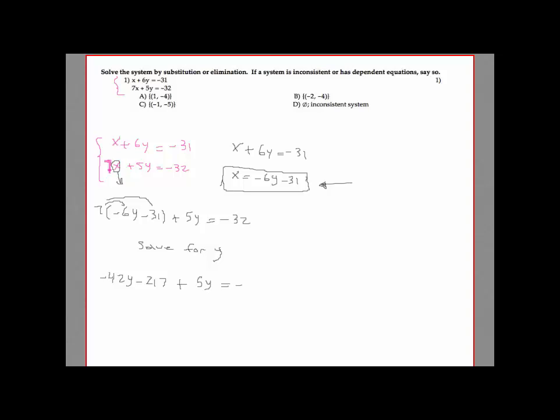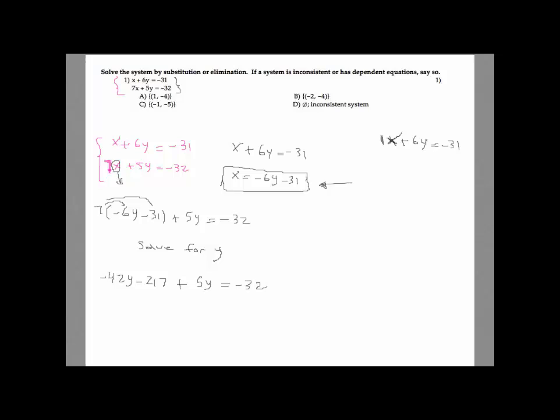It's better to, if I compare these two equations, it looks easier to pick the first one and solve x in terms of y, because the coefficient of x is 1 here already. All I have to do is subtract 6y here. So that's how I can isolate x. x would be equal to minus 6y minus 31. That's what I have here, right?